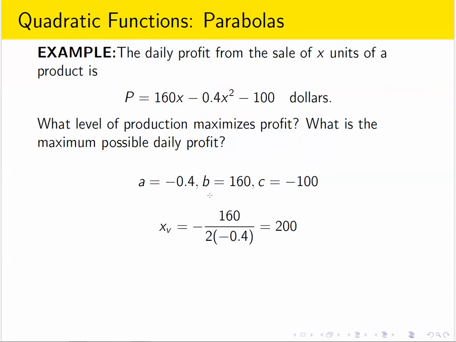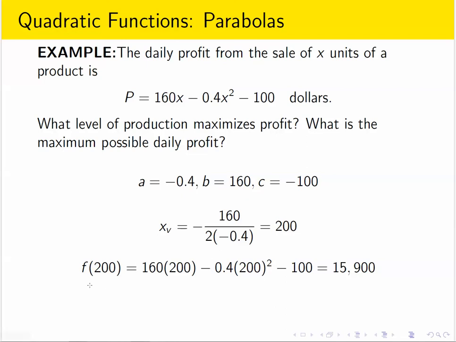After you've figured out the coefficients a, b, and c, you can plug the ones you need into the formulas you need. In this case, the formula for the vertex is negative b over 2a. So we plug in 160 for b and negative 0.4 for a. And when you simplify that, you end up with 200. That's how many units you want to sell.